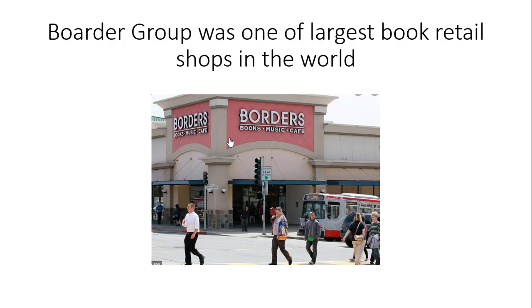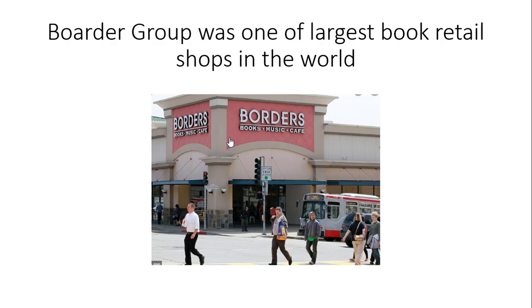Another example I want to give you is Borders Group. Borders was one of the largest book retailers in the world. They had over 500 stores all around the world. They sell books, mainly printed books. It was founded back in the 1970s.